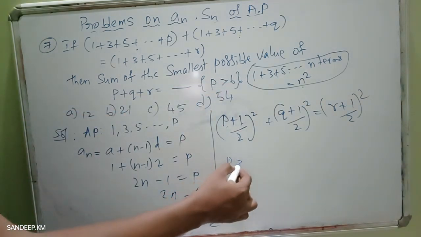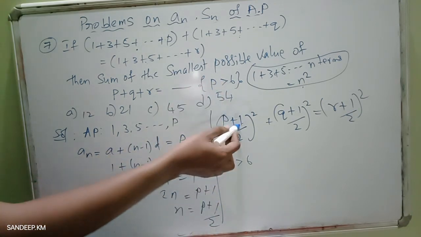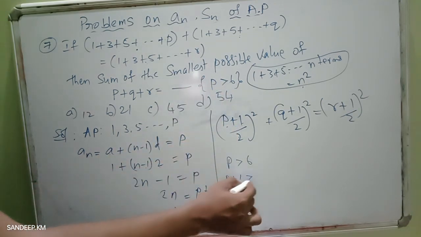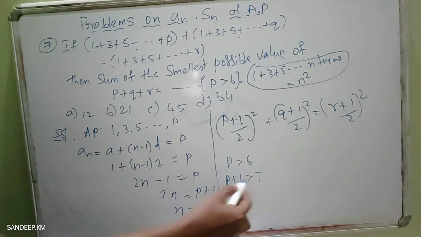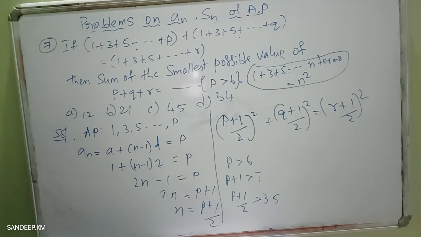Next, dear students, in the question they told that p is greater than 6, correct or not? Let us come back to this. p is greater than 6. Add 1 on both sides to get p plus 1, so p plus 1 is greater than 7. Next, divide by 2 on both sides. (p plus 1) by 2 is greater than 7 by 2, which means 3.5.